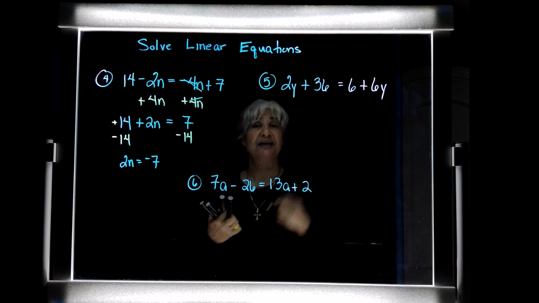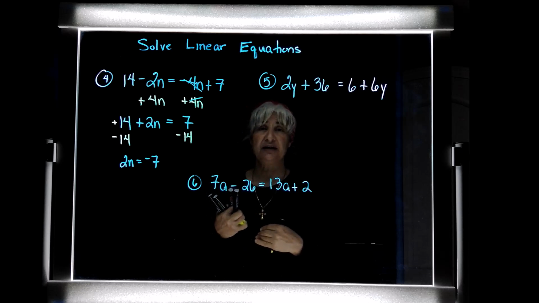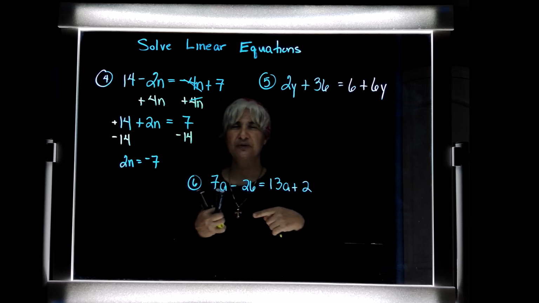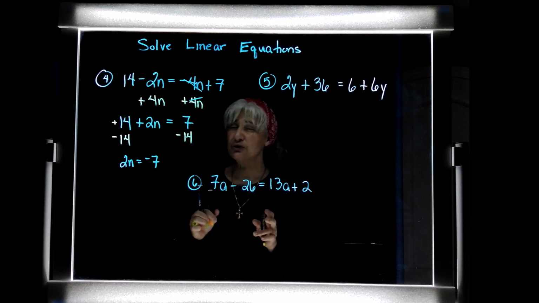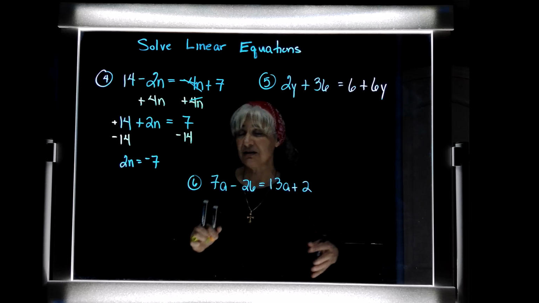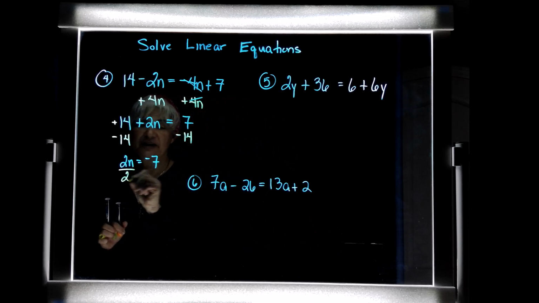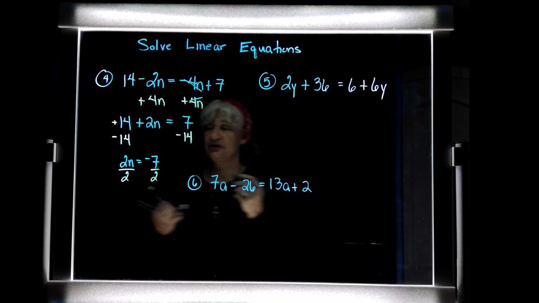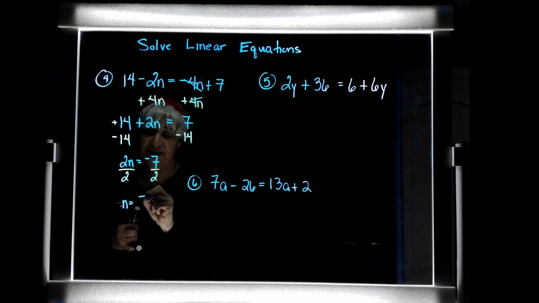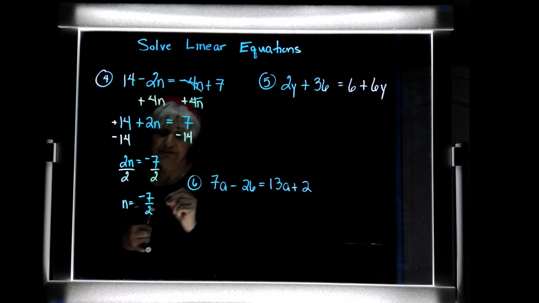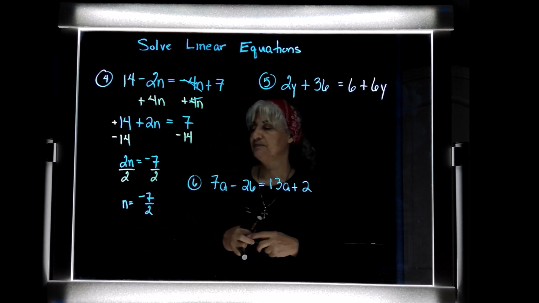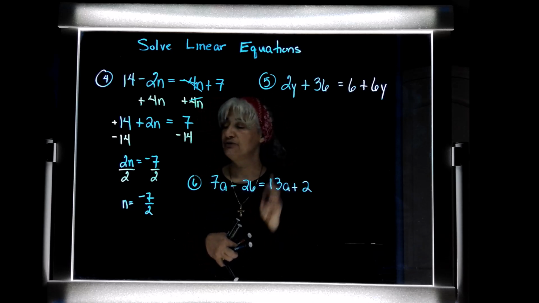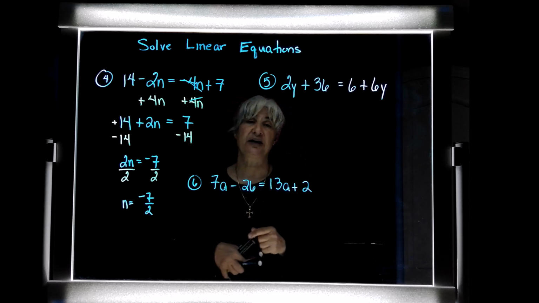We need to get the 2 out from in front of the n. So what do we have to do? Excellent. Divide. Remember what I said before? Multiplication and division are usually the last step in actually solving. So divide both sides by 2. And hey, you have a fractional answer. So be it. And it's a negative answer. So be it. You are sophisticated. Now remember, unless it's asked for, you don't turn it into a mixed number and you don't turn it into a decimal. You leave it as a fraction.